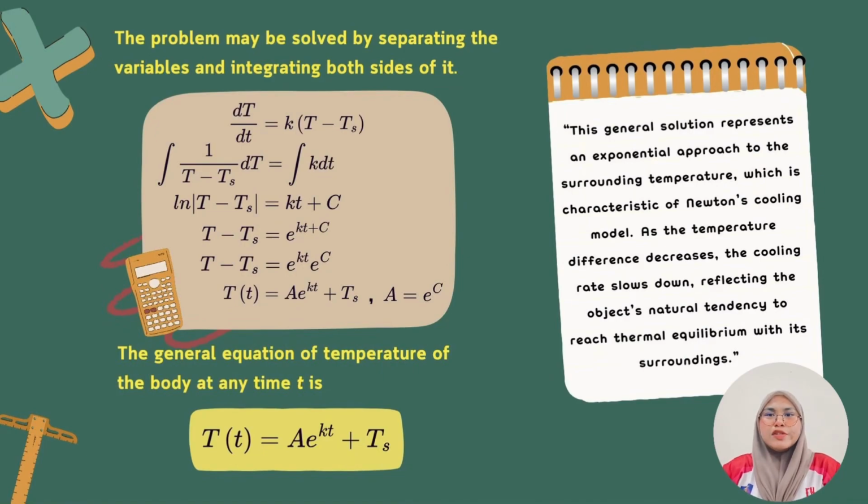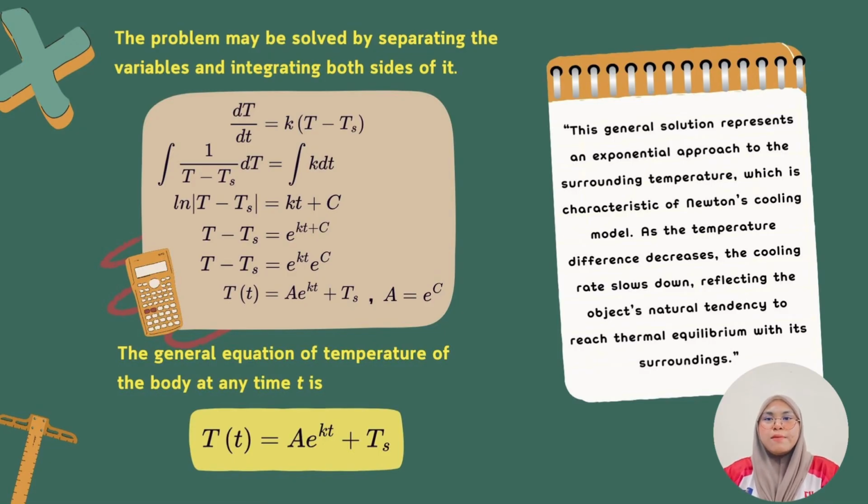To obtain the solution for Newton's law of cooling or warming, the problem may be solved by separating the variables and integrating both sides of the equation. This process leads to a logarithmic expression. First, start with the differential equation, then separate the variables and move all terms involving T to one side and the time variable t to the other side.